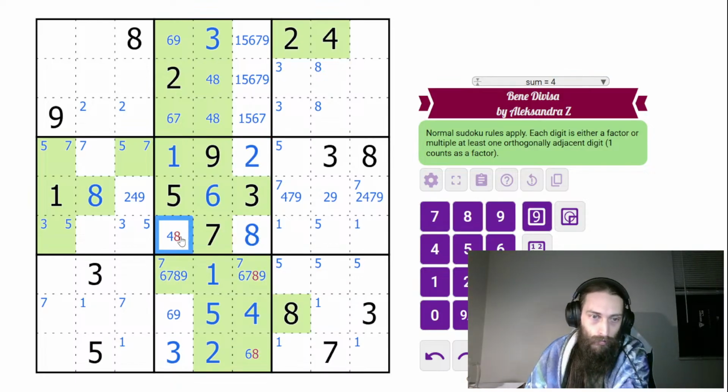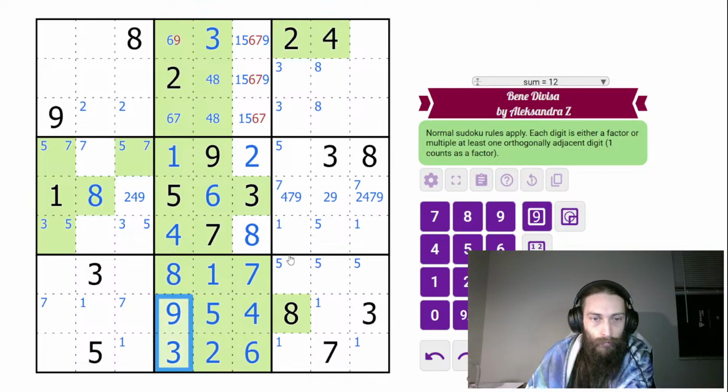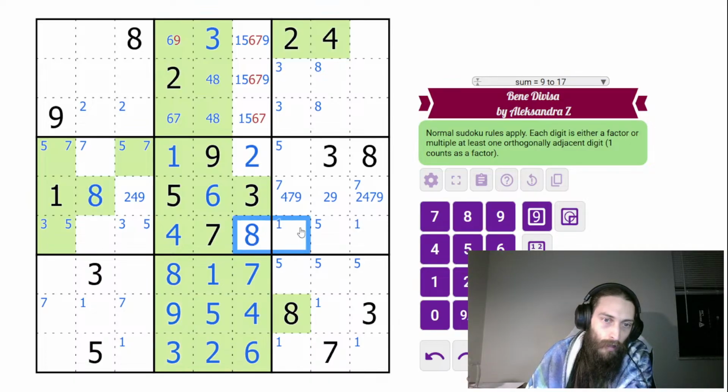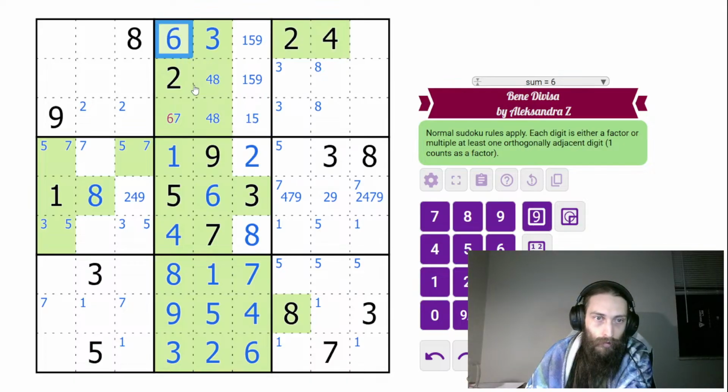2, 8, 4. 8's ruled out. 6, 9, 7, 8. 4 and 8 are neighbors. 3 and 9 are neighbors. 8 has to be neighbors with stuff. 6 and 7 are ruled out of all of those. 6 and 7 are placed.